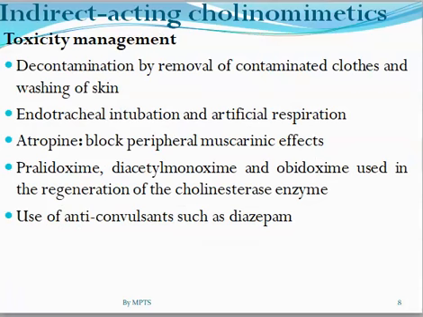Now, how do you manage these? Because most of them are toxic drugs. The first one is decontamination by removal of contaminated clothes and washing of the skin, the tracheal tube and intubation for artificial respiration. Atropine blocks peripheral muscarinic effects. Also have pralidoxime, diacetylmonoxime, or obidoxime used in the regeneration of cholinesterase enzyme. However, you can also use adjunct therapy to manage the other important symptoms, such as anticonvulsants to manage convulsions.